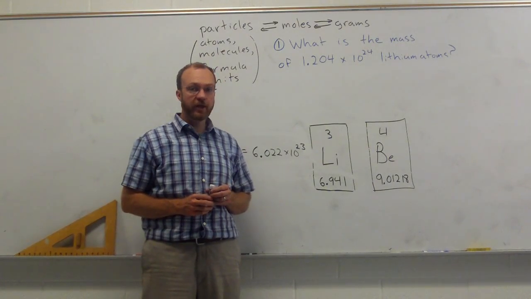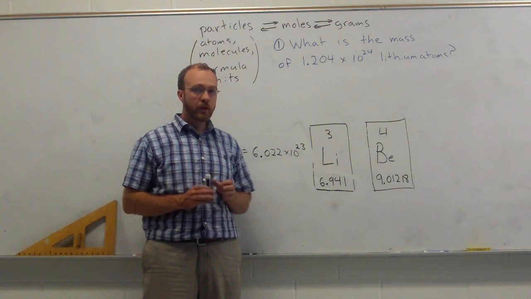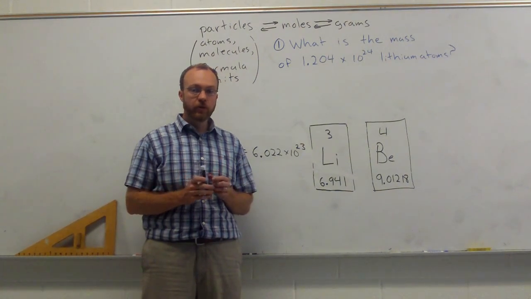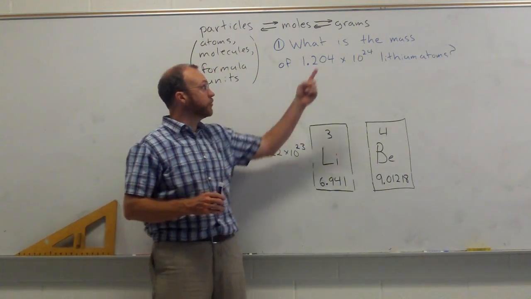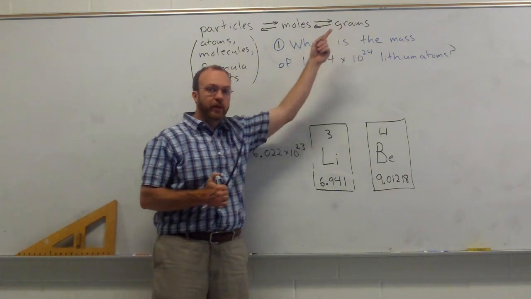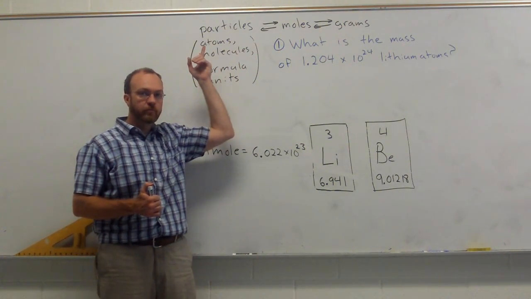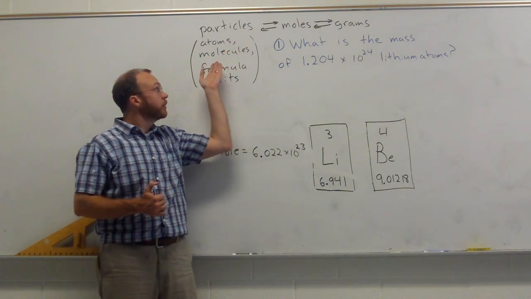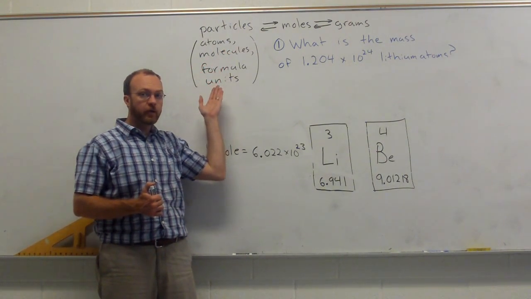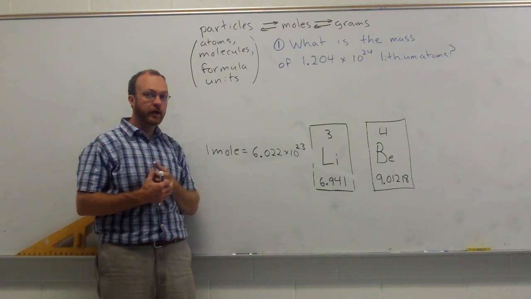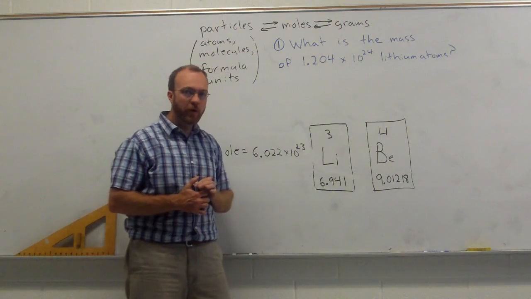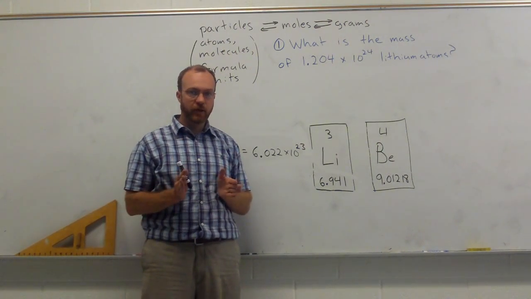Okay, ladies and gentlemen, in the last video, I showed you that we now know enough by understanding the concept of the mole to be able to switch from something we can measure, grams, into something we would like to count, particles. That could be atoms, if it's an element, molecules for a covalent compound, or formula units for an ionic compound. We can also switch from particles back into grams. And the way I showed you to do that was to use two steps.